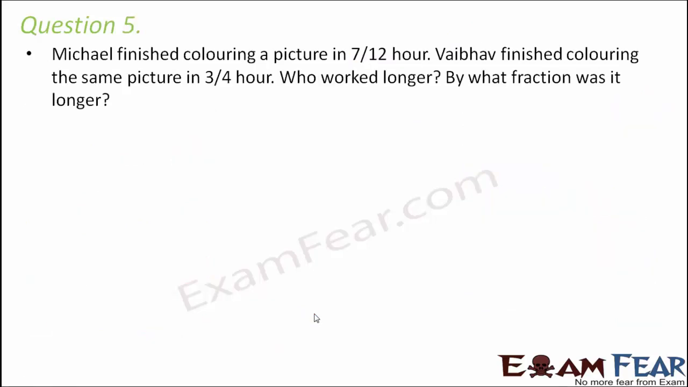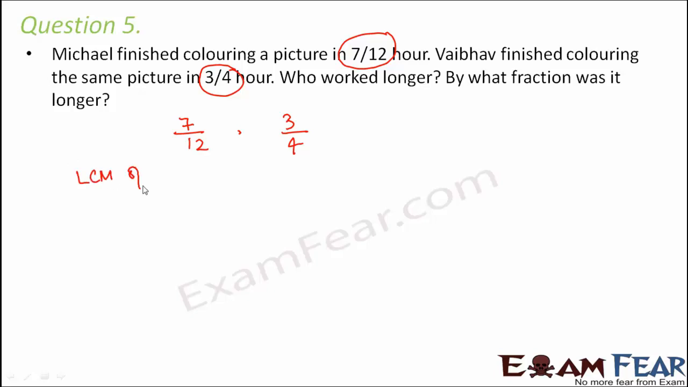Question number 5. Michael finished coloring a picture in 7 by 12 hours. Vaibhav finished coloring the same picture in 3 by 4 hours. Who worked longer? By what fraction was it longer? So basically we will have to find out whether 7 by 12 is bigger or 3 by 4 is bigger. So we are given two fractions, 7 by 12 and 3 by 4. So both of them have different denominators. So let us first try to convert them into like fractions.